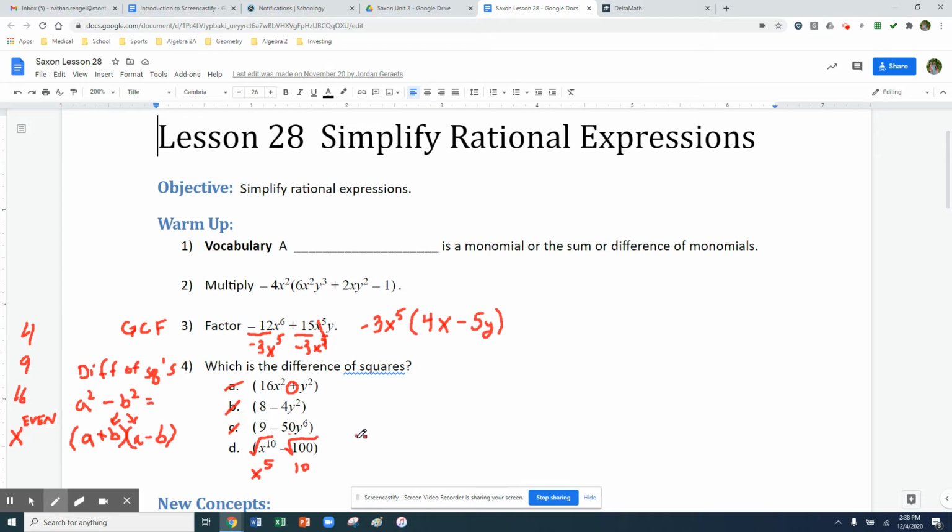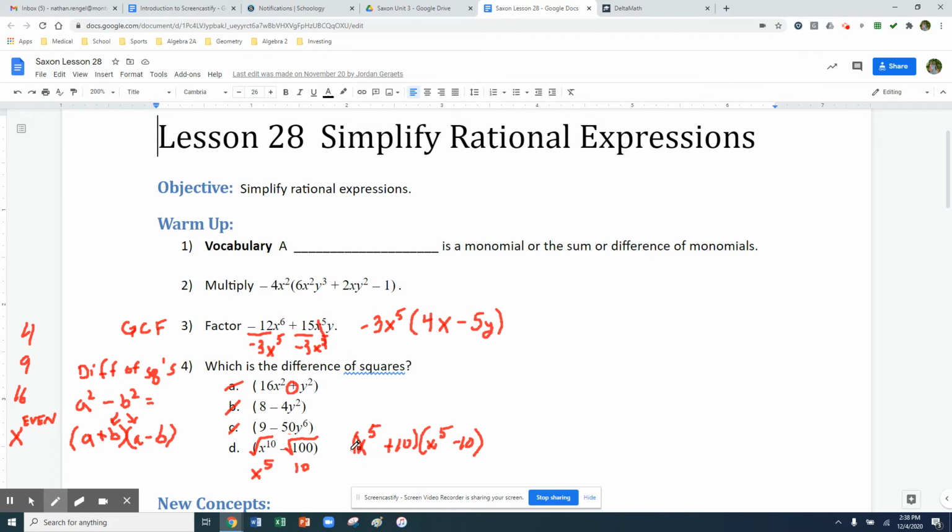So I'm going to have now x to the 5th plus 10 times x to the 5th minus 10. There would be my factored form. So there would be my difference of squares.